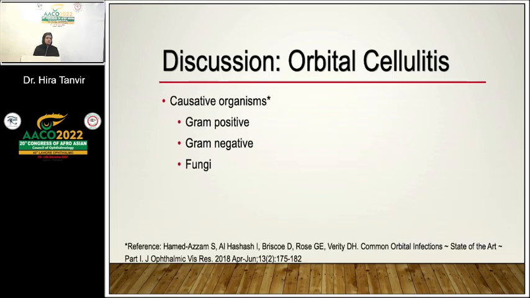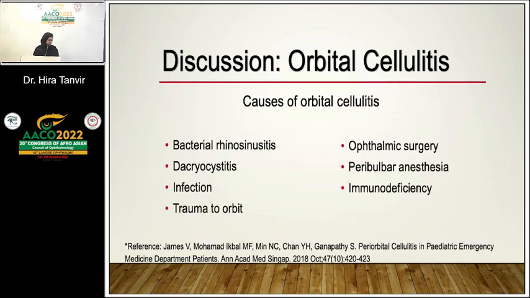The causative organisms are gram-positive and gram-negative. In adults, it's polymicrobial, and in immune-compromised and diabetic patients, we often think of fungal culprits like Aspergillus and mucormycosis. Other causes can include tooth infection, facial infection, middle ear infection, and we also think of trauma to the orbit in case of a retained foreign body that is not responding to antibiotic therapy.